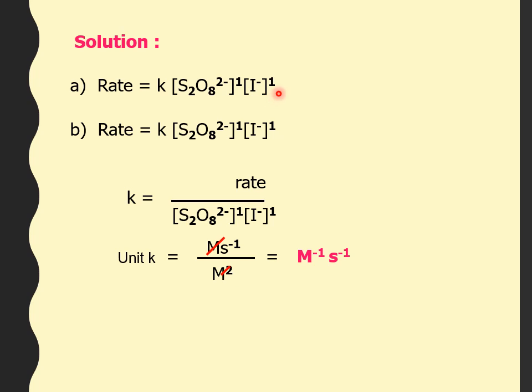And the next question is, what is the unit of the rate constant? Like what we did just now, we need to make K the subject here. K equals rate over the concentration of all the reactants. Rate is molar per second, and the concentrations of thiosulphate ion and iodide ion give molar square. So the unit of K here is calculated to be per molar per second.